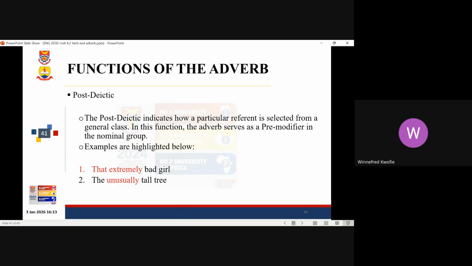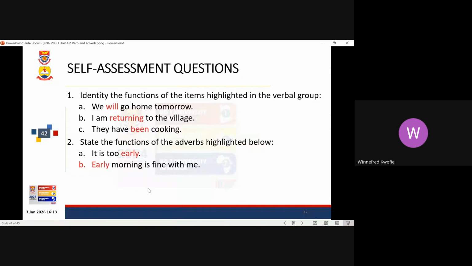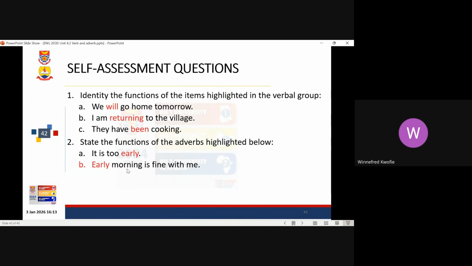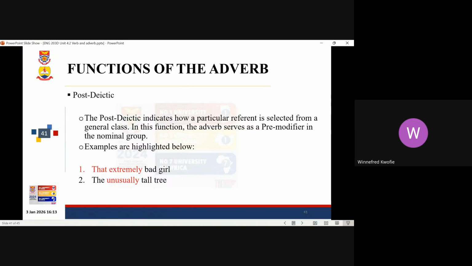Then they can also perform the post-dative function. For this one, I will make this question before I give it to you. What is highlighted is extremely. Extremely bad girl. So the word we are looking at is extremely, and then unusual.